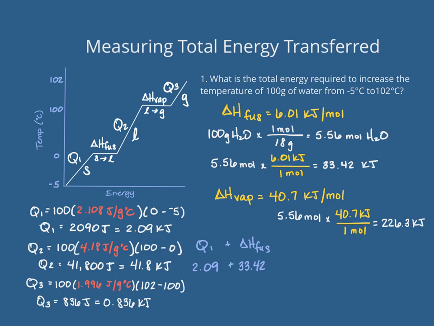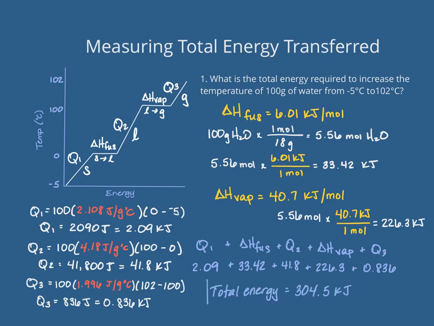So now that everything's in the same unit, everything's in kilojoules, I can take my Q1, my 2.09, plus my delta H fus, which is 33.42, plus my Q2, which is 41.8, plus my delta H vap, which is 226.3, plus finally my Q3, which is 0.836 kilojoules, and I get a total energy requirement of 304.5 kilojoules. And notice that that value should be positive because I need to add energy in order to go from -5 degrees Celsius to 102 degrees Celsius.